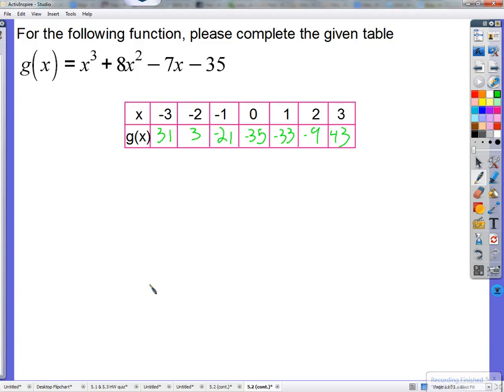So hopefully you maybe made some mistakes, with the exception of these ones, which I wrote down incorrectly, especially the negative ones. The negatives seem to cause the most trouble because you've got to square it, and you've got to multiply by negatives. So definitely an opportunity to get lost and make mistakes. I think I mentioned this earlier.